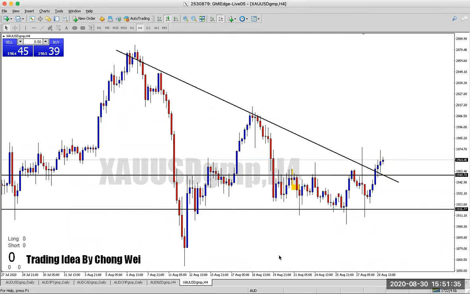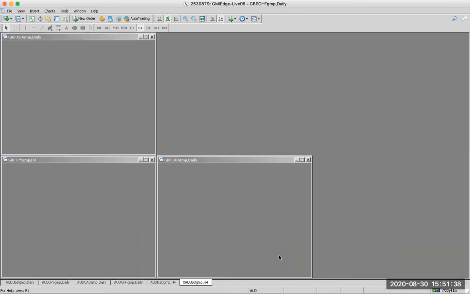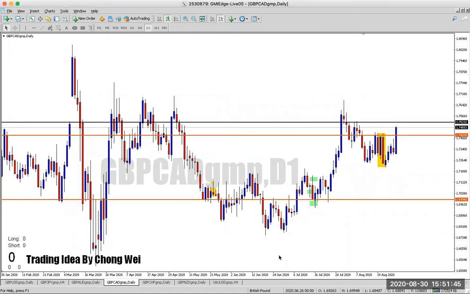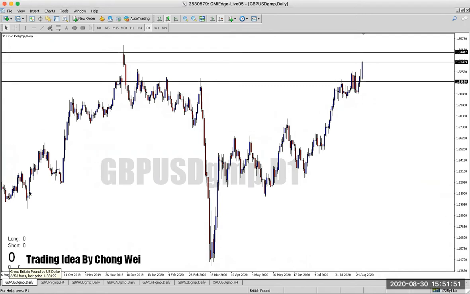The next will be the GBP pairs. First will be GBPUSD. As we can see, there's still room for the market to fulfill around 100 pips. But usually on Monday the market retraces the past week, so I'm expecting the market to drop first because of the retracement, and then go back up. So wait for the retracement first.